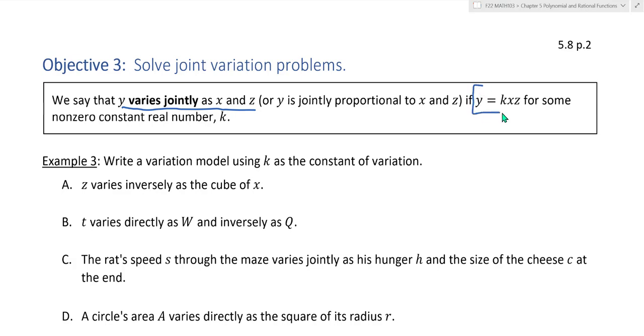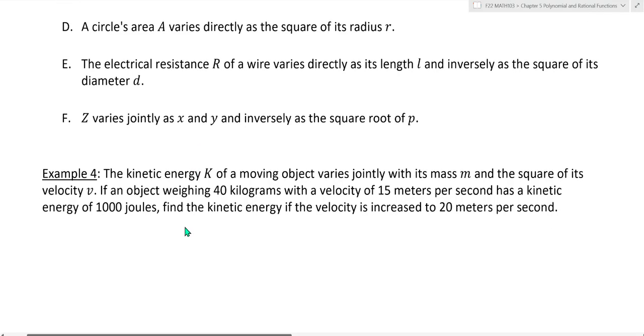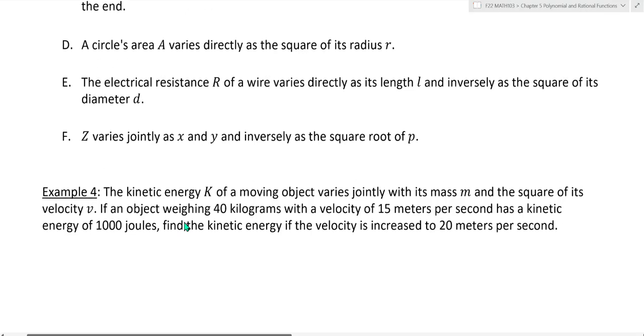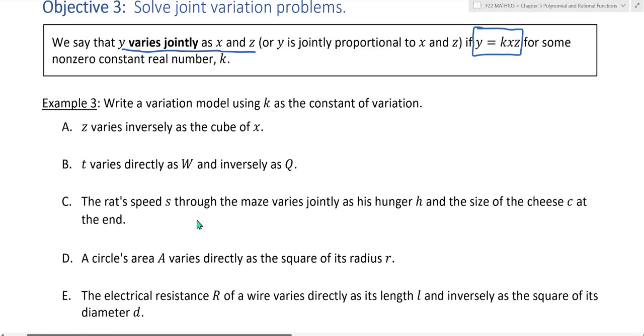And so this is our template for our formula, y equals k times x times z. So notice everything's still being multiplied. So let's just play around with writing the template for the formula because things can get a little bit weird. And then we'll do another, let's see what I've got here. Example 4. Oh, that's it. Okay. So we'll do one other example with a word problem as well.